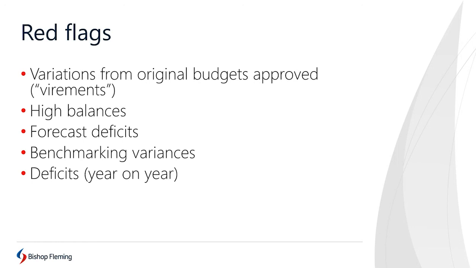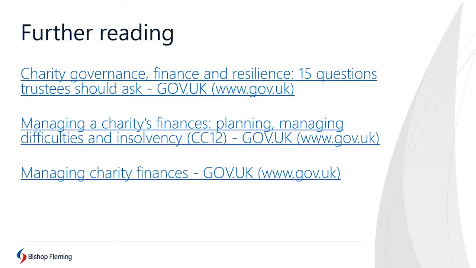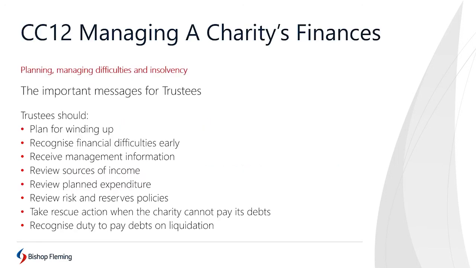There are a couple of other slides which will be sent out to you. It just has a bit of further reading, with some links to more Charity Commission documents and a few other things. And then the CC12, which is a Charity Commission document about managing charities' finances, is a good read, and I recommend that. It's a really accessible document, so it's very much worthwhile having a look at that.